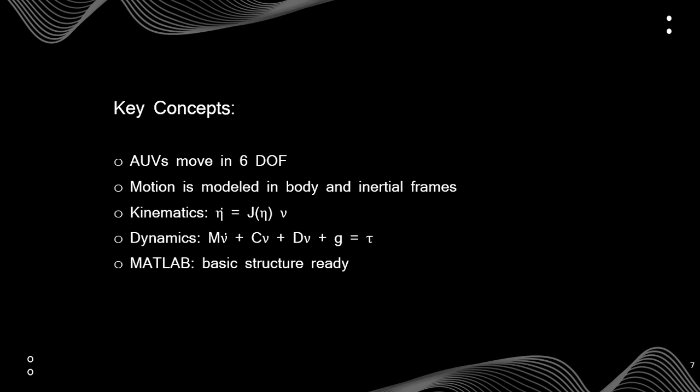To summarize, AUVs have 6 degrees of freedom. Their motion is described through kinematics and dynamics equations. We now have a basic structure in MATLAB that reflects these principles, and we'll build upon this in the next lesson.